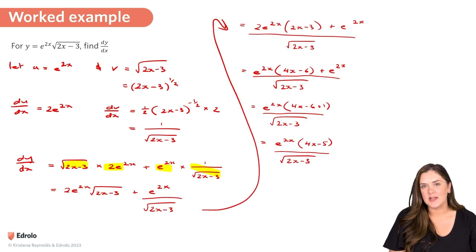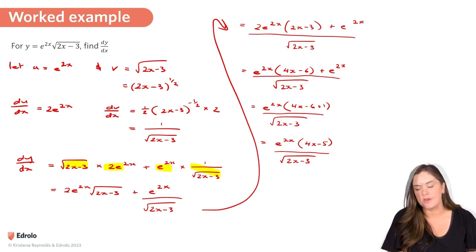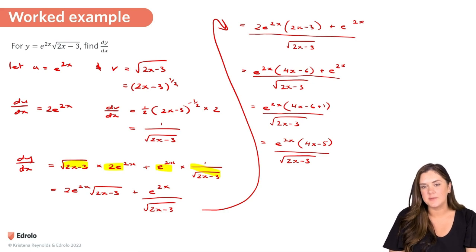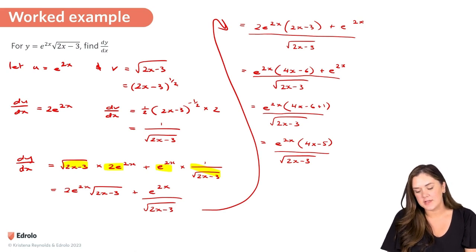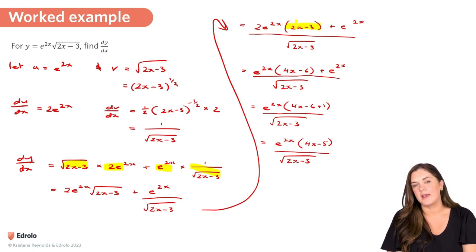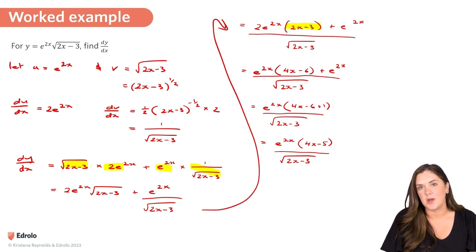So we could leave our answer like this, or we could combine our two terms so that we just have one fraction. So the first step on the right-hand side here is multiplying our first term by square root of 2x take away 3 divided by square root of 2x take 3. So what that's going to do is just multiply out that square root. So we end up getting the 2x take away 3, and then that can all be divided by the square root of 2x take away 3.